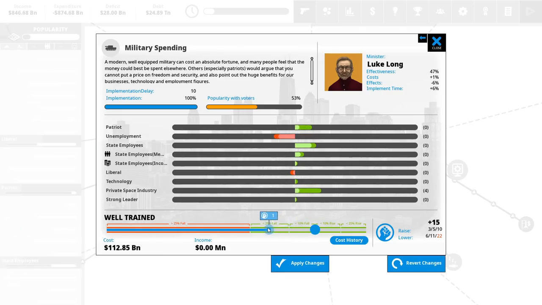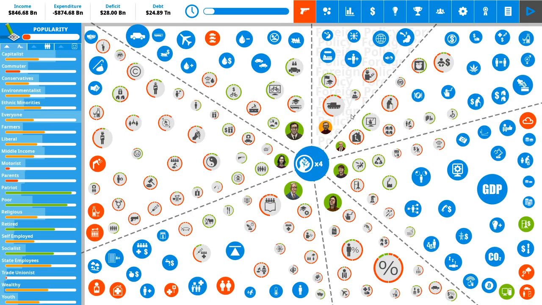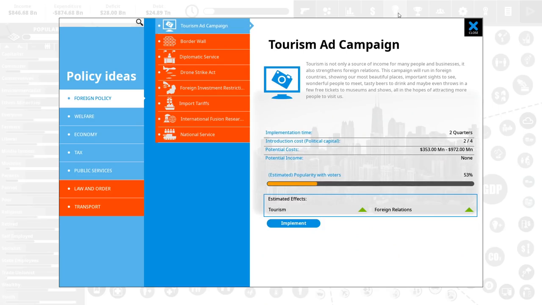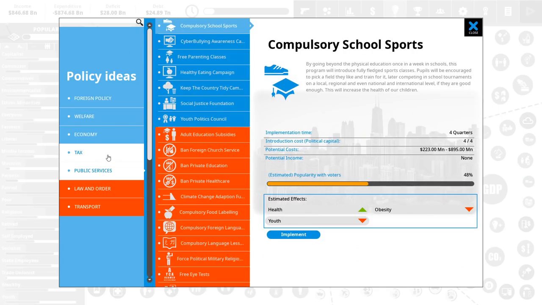Speaking of which, how much more can we... Oh, now we're getting somewhere. Yes, 11 political capital to cut another flipping $40 billion out of the military. Now, you've still got $100 billion, alright? You're still well-trained, you're gonna be fine. Right, I think we finally cut the military down to an okay size, and that should put us into a surplus starting next quarter, which means now I've got some money to splash about.